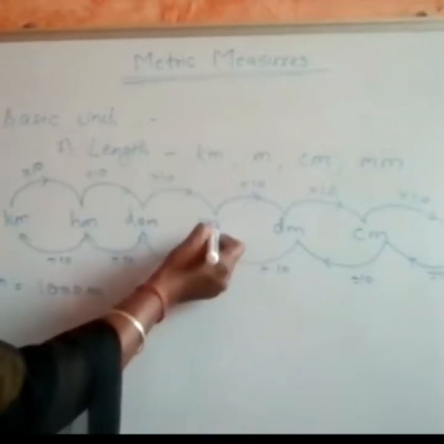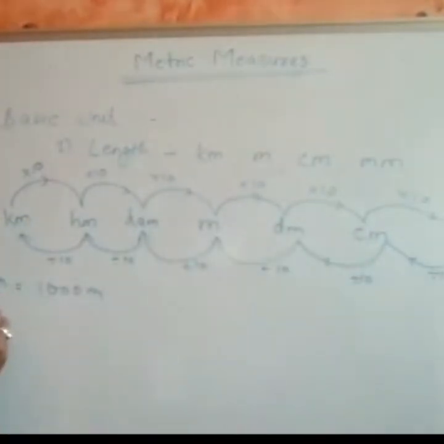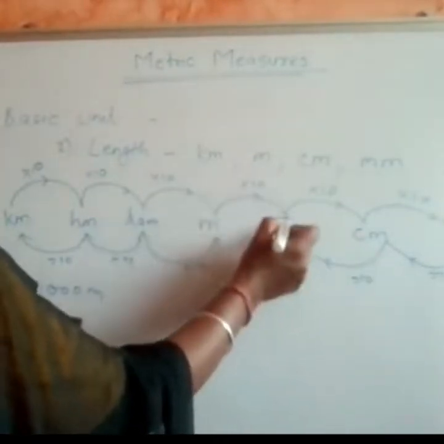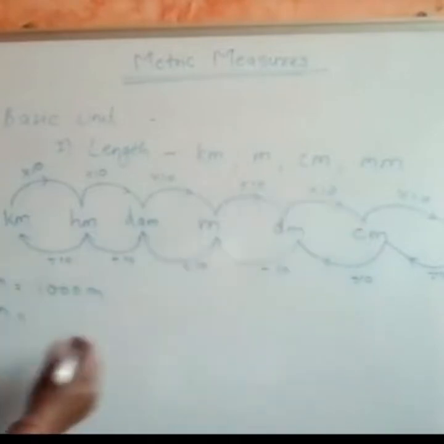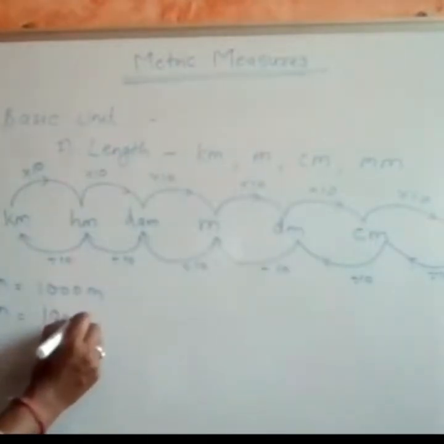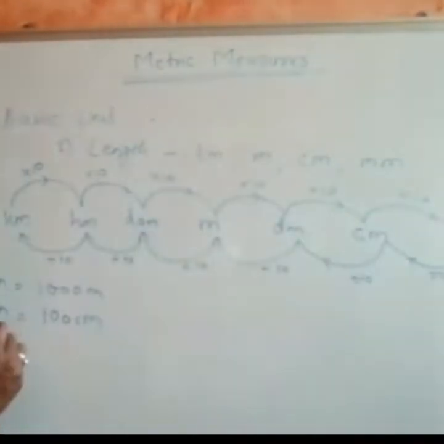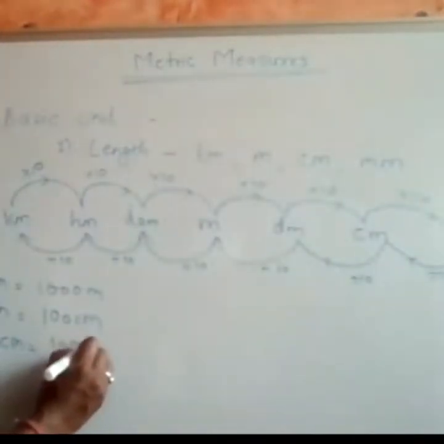Now next, how many meters equal how many centimeters? So 1 meter equals, now coming to centimeter, 2 times 10 is multiplied. So 10 into 10, that will be 100 centimeters. Next, how many centimeters equal millimeters? 1 centimeter equals how many millimeters? So 1 time 10 only multiply. So that will be 10 millimeters.